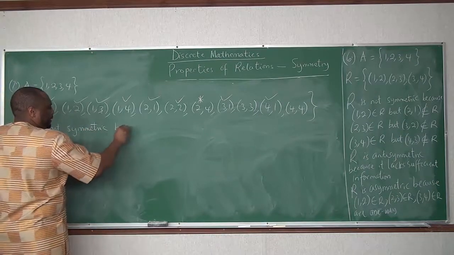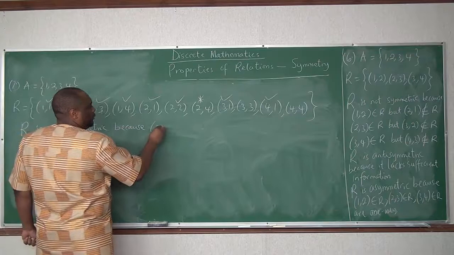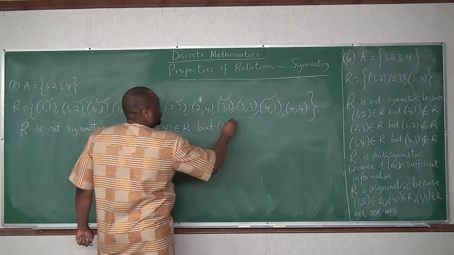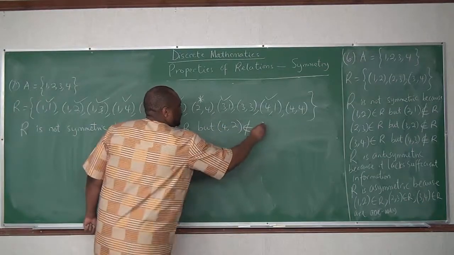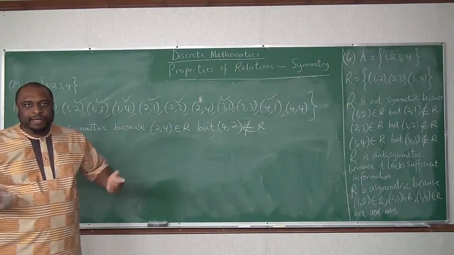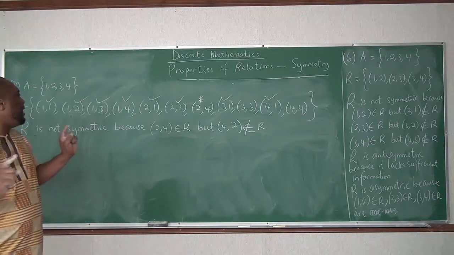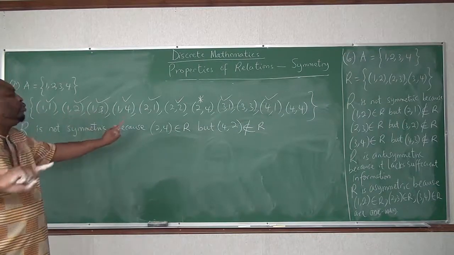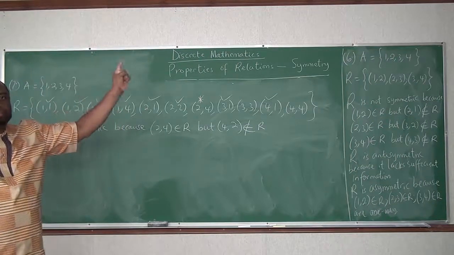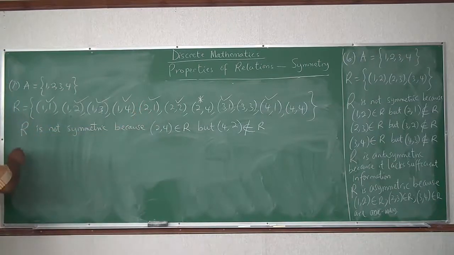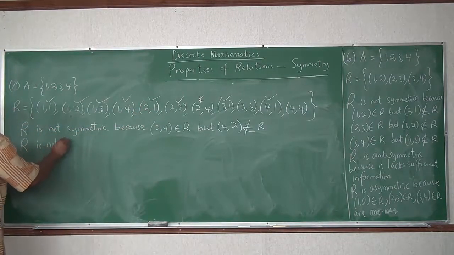Because 2, 4 is an element of the relation, but 4, 2 is not an element of the relation. Now, is it antisymmetric? With antisymmetric, if we have 1, 2 and we have 2, 1, and 1 is not equal to 2, it won't work. So R is not antisymmetric.